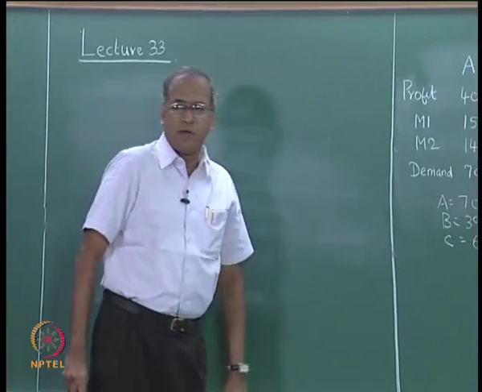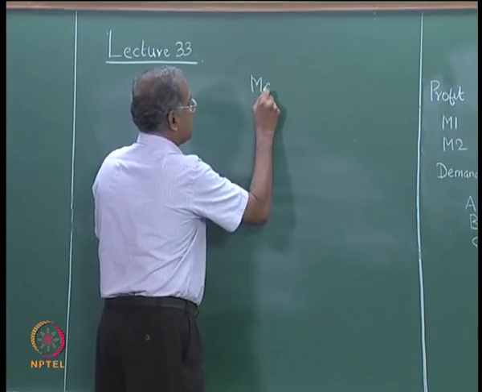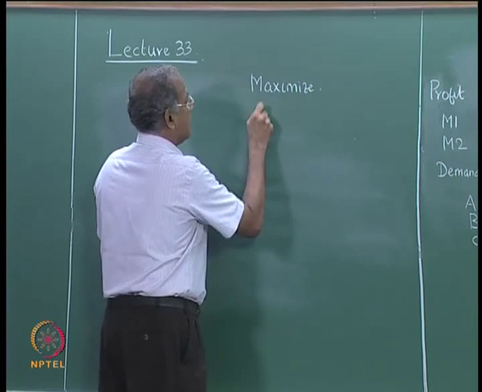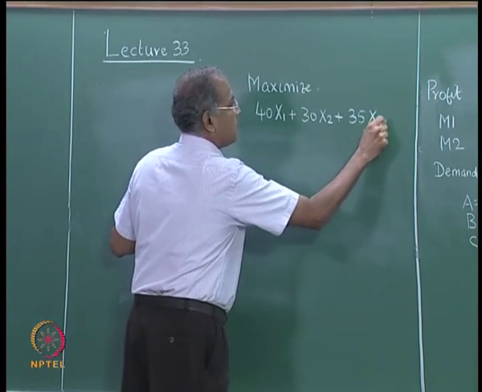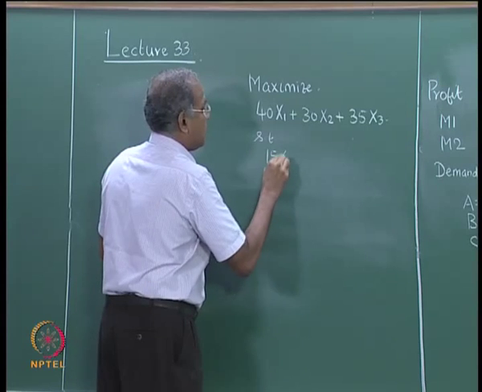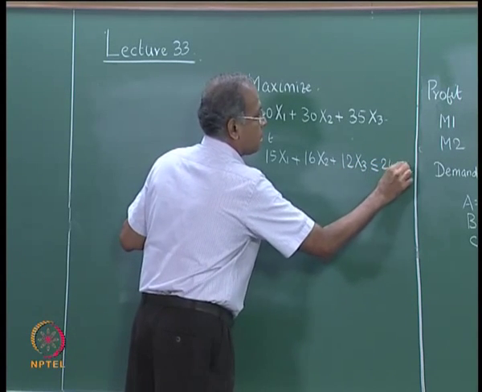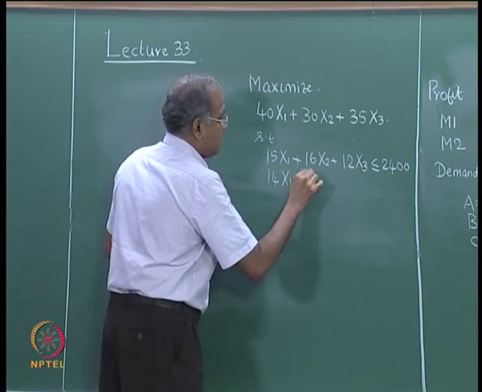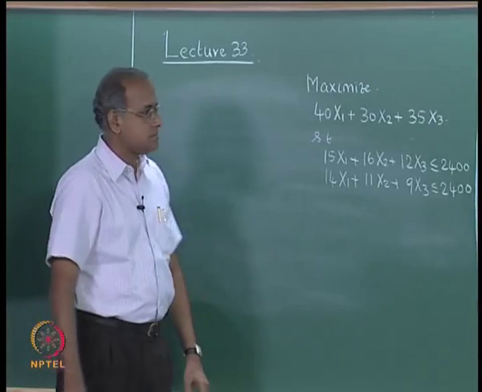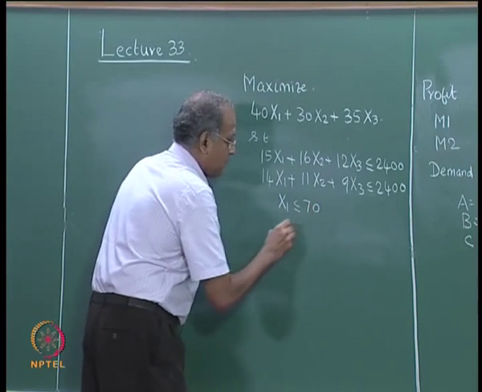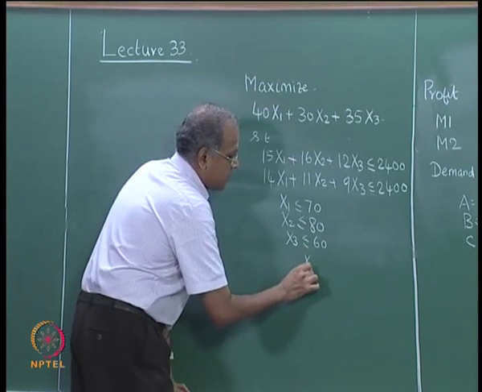If we actually formulate this problem as a linear programming problem or an integer programming problem, then our problem would be to maximize 40x1 plus 30x2 plus 35x3 subject to 15x1 plus 16x2 plus 12x3 is less than or equal to 2400, 14x1 plus 11x2 plus 9x3 is less than or equal to 2400, x1 less than or equal to 70, x2 less than or equal to 80 and x3 less than or equal to 60, xj greater than or equal to 0.